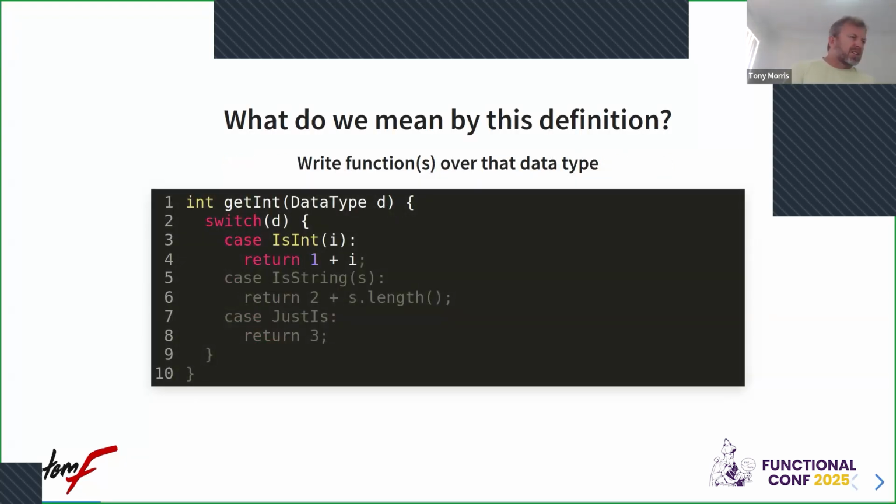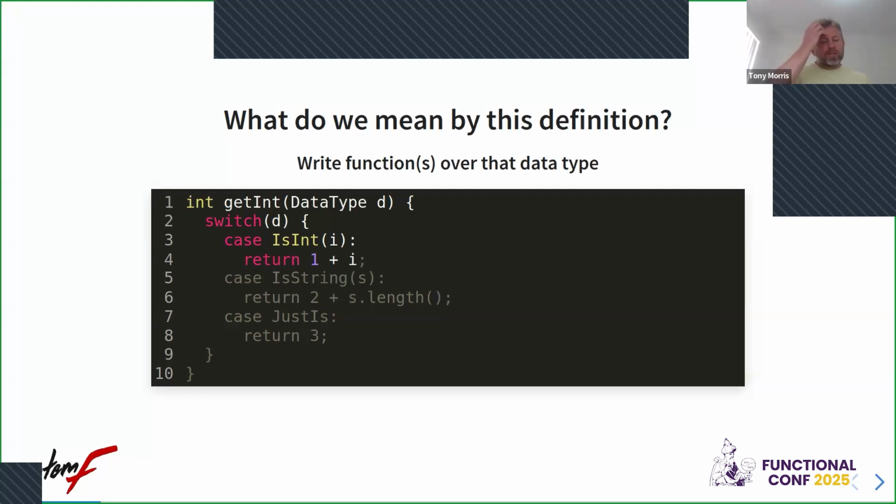I don't know why that is commented out, but these slides are ultimately written in JavaScript, so that does not surprise me. But this actually is real code. Ignoring that, this is just a function called getInt, given the data type, and it returns an int. What the code does is it says if it is the integer case in the data type, return 1 plus the integer. If it's a string, return 2 plus the length of the string, and if it's just is, return 3.